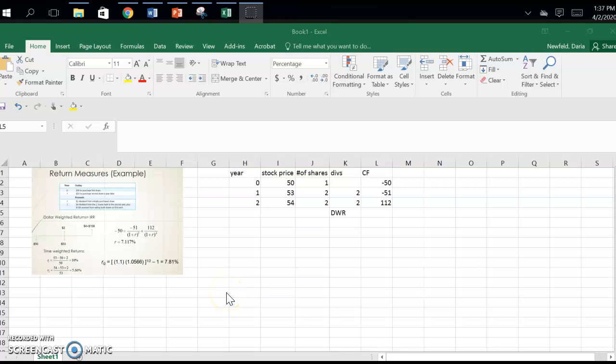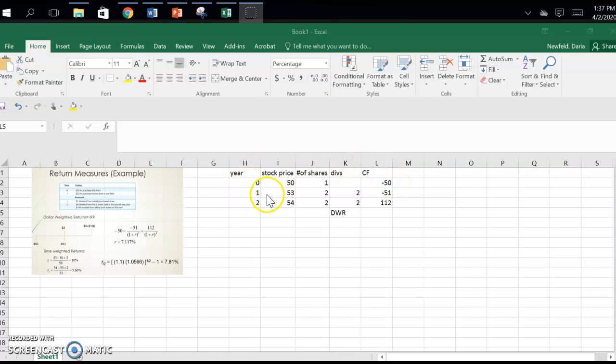So in this video, I'm going to show you how to do the dollar-weighted return using the IRR function in Excel. So recall, I just cut and paste this example from the PowerPoint slides. You bought one share of the stock in year 0 for $50, so that's a $50 cash outflow.